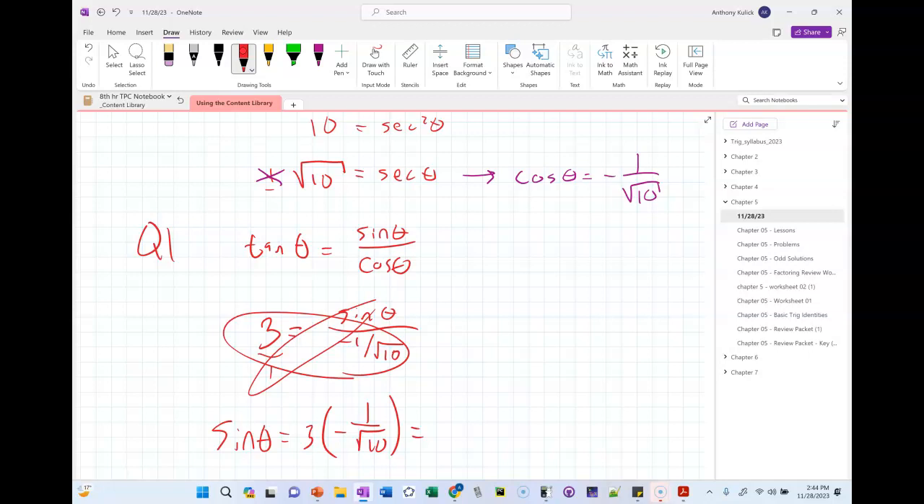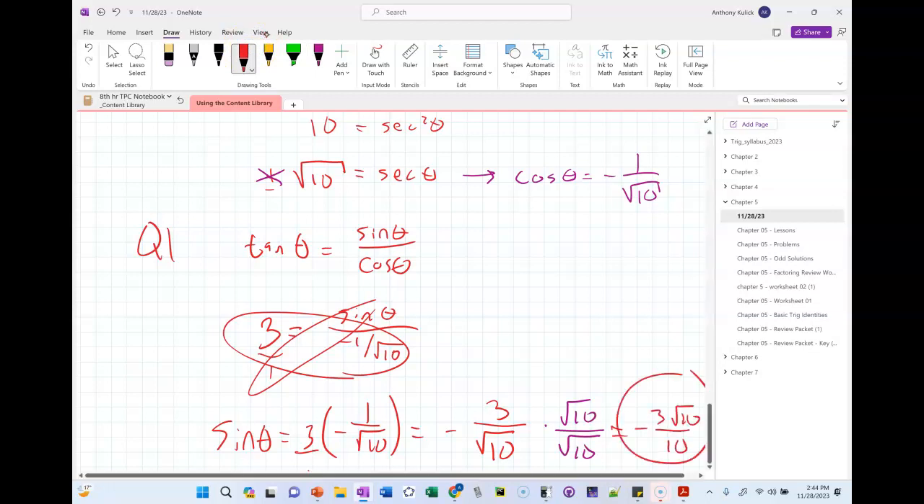How do I multiply those two things together? It's a 6th grade problem, guys. Think about 3 as a fraction. We multiply tops to tops and bottoms to bottoms, right? But we don't like that as a final answer because there's a radical in the denominator. So multiply both the top and bottom by root 10. And we'll go with that as our final answer.